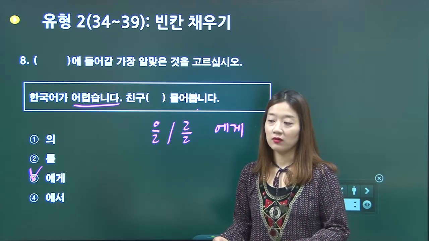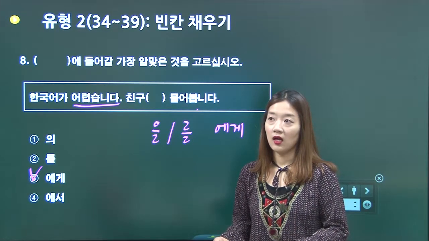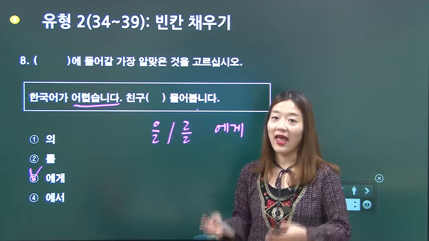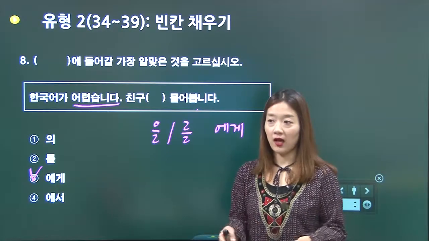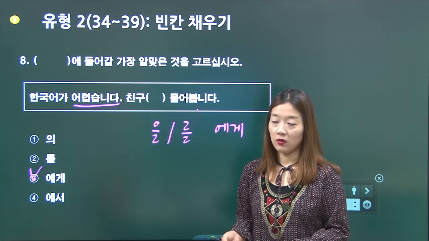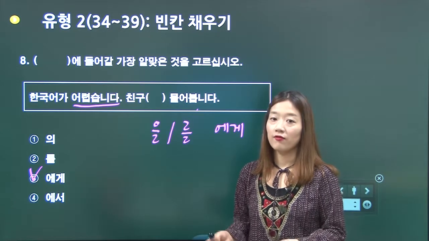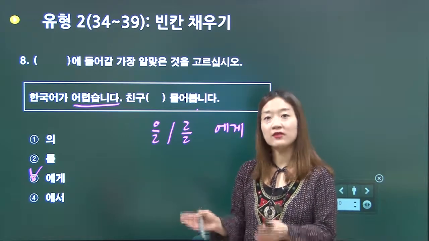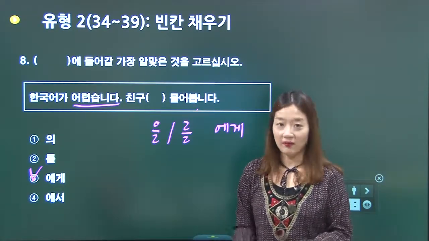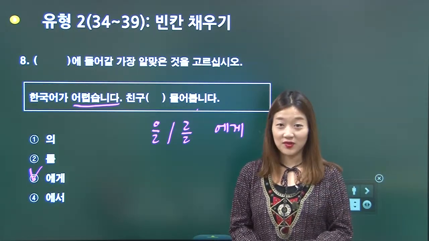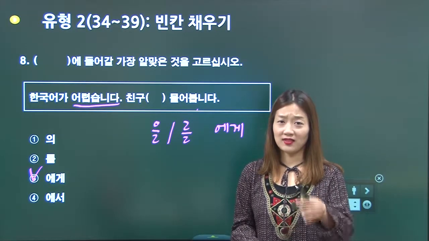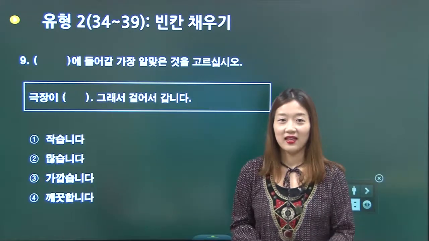Or at. From or at. I go home from school. So 나는 학교에서 집으로 갑니다. So do you understand number 8? A little bit difficult, and a little bit difficult to explain to you also.